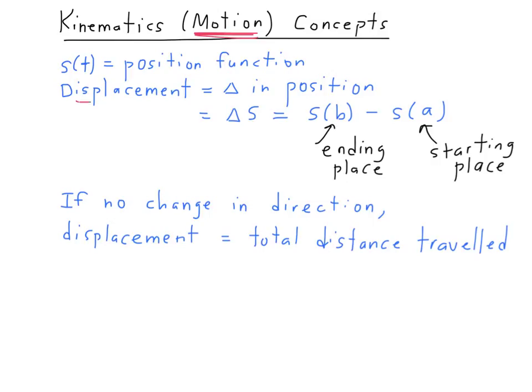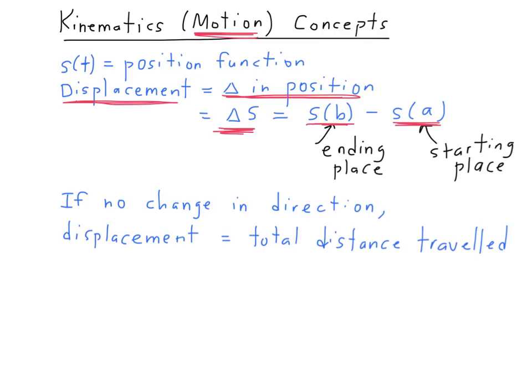The term displacement refers to our change in position, and to find our change in position, we're really talking about delta x. It's really just s of b minus s of a. We're talking about a and b as 2 points in time. If a is our starting time and b is our end time, we're simply going to subtract s of b and s of a to find our change in position. So it's the ending place minus the starting place. In other words, your ending position minus your starting position.